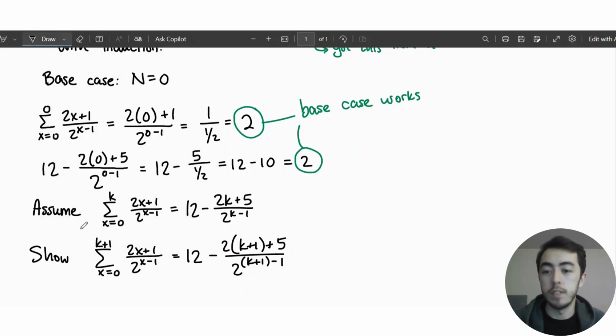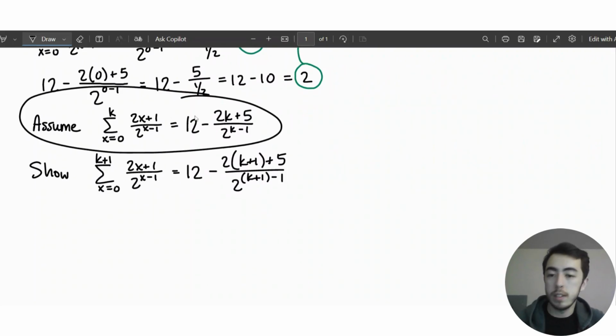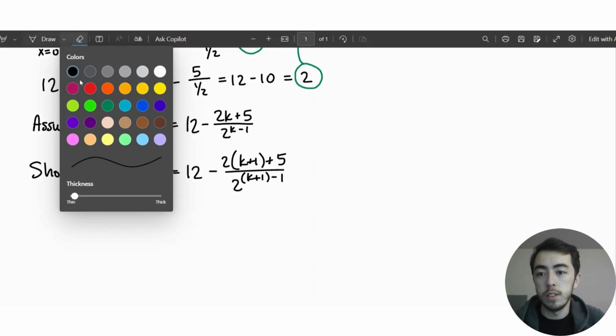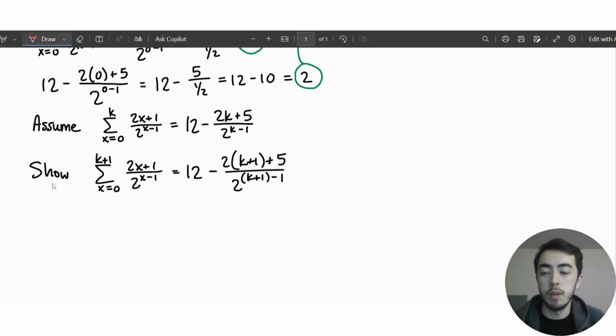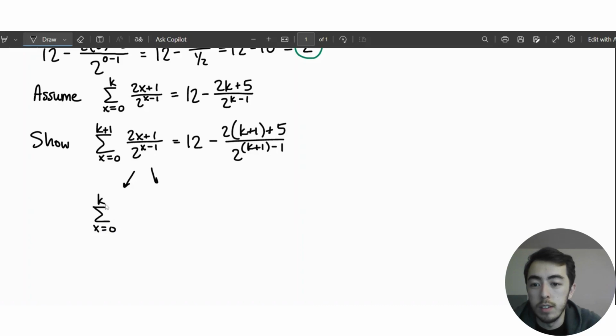Now it's time for the inductive step. So I'm going to assume that a certain step is true, and based on that assumption, I want to show that the next one is true. The only difference in notation between the assumption step and that showing step is that this k is incremented up by 1 in all the spots where you see a k. On the left side of this equation, I have a sum that goes from 0 to k plus 1. So I'm going to split this up into a sum that just stops at k. That way I can relate it back to my base case.